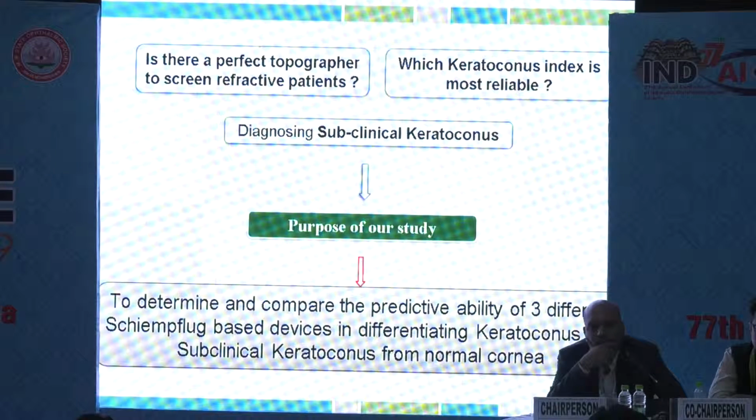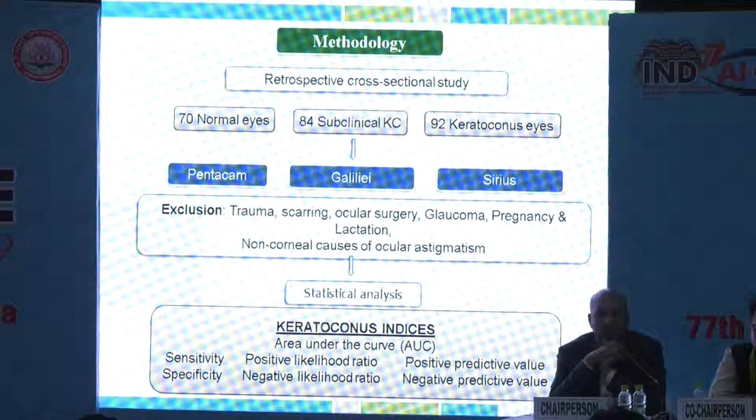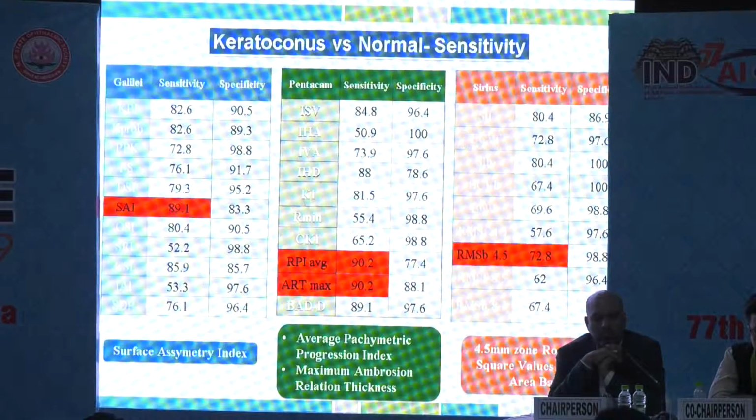So, the purpose of our study was to determine and compare the predictive ability of 3 different Scheimpflug-based devices in differentiating keratoconus and subclinical keratoconus from normal cornea. It was a retrospective cross-sectional study with 70 normal eyes, 84 subclinical keratoconus eyes, and 92 keratoconus eyes. They were all subjected to all 3 scans, Pentacam, Galilei, and Cirrus, 3 readings each, and a statistical analysis was done for sensitivity, specificity, area under curve, and positive and negative likelihood ratio and predictive value.